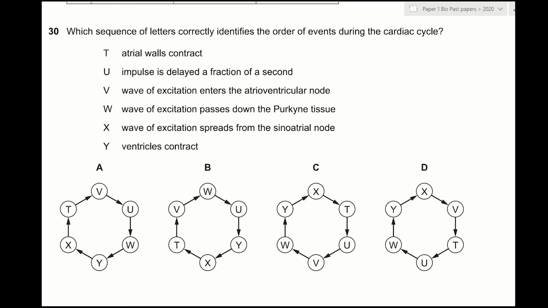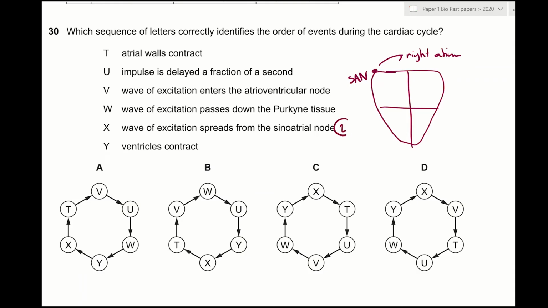Number 30. Which sequence of letters correctly identifies the order of events during the cardiac cycle? So the cardiac cycle first starts with the sinoatrial node initiating an excitation wave. The sinoatrial node is found in the right atrium, and it initiates an excitation wave. So 1 is going to be X. Then after that wave spreads throughout the atrium, the atrial wall contracts. So 2 is going to be T.